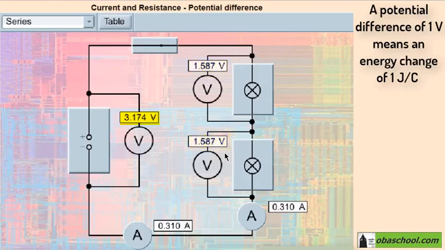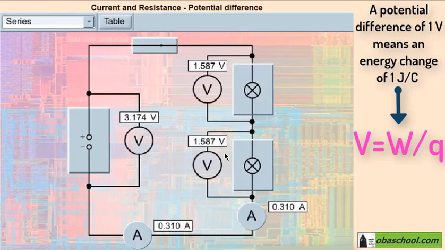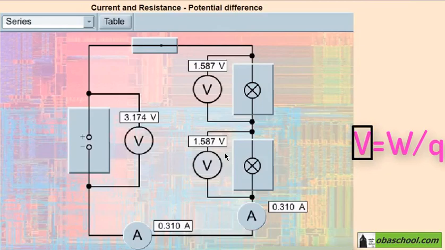This relationship can be written as V is equal to W divided by Q, where V is the potential difference in volt, W is the energy change in joules, and Q is the charge in coulomb. That's all.